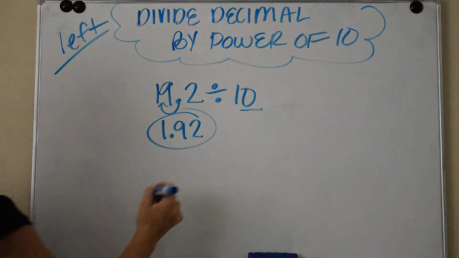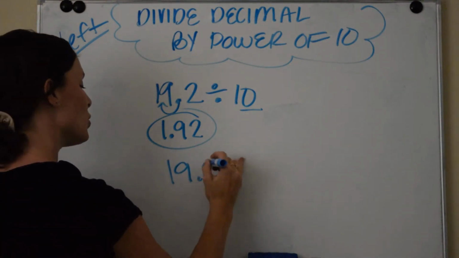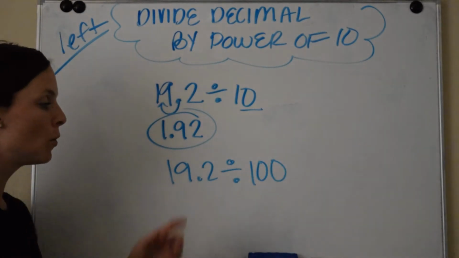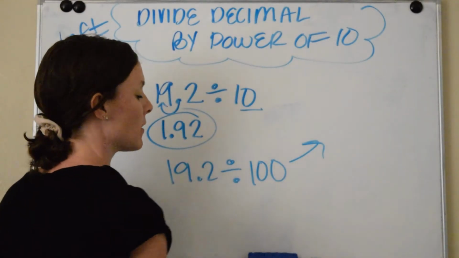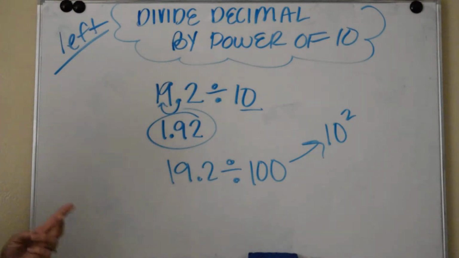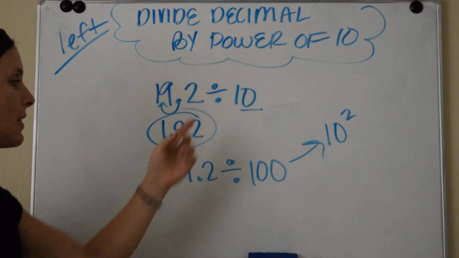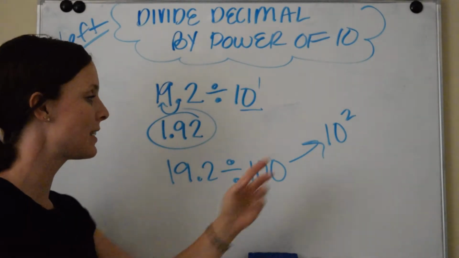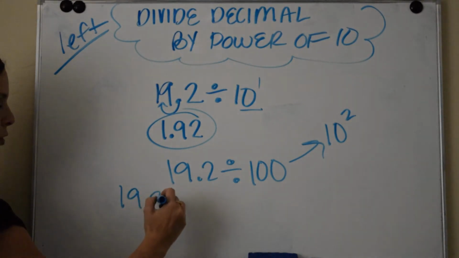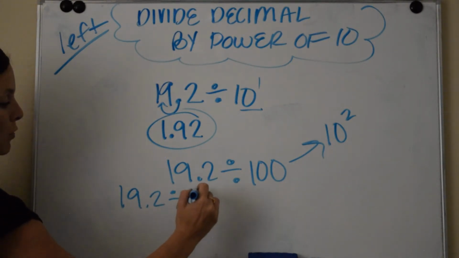Okay, what if it said do 19 and 2/10 divided by 100? Well, remember how we can rewrite 100? Isn't 100 the same thing as 10 squared? Because isn't 10 squared means I need 2 zeros, right? 10 is 10 to the first power, but 10 squared is 100. So they might rewrite it as 19 and 2/10 divided by 10 squared.